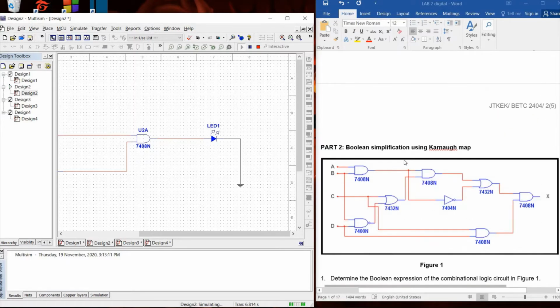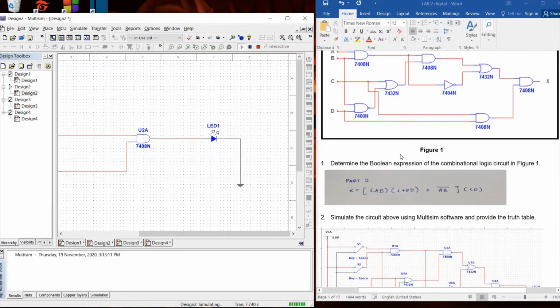Okay. Part 2. Part 2 is about Boolean simplification using Karnaugh map. Firstly, they ask to determine the Boolean expression for the combination shown in figure 1.